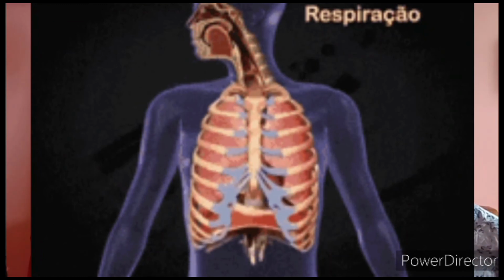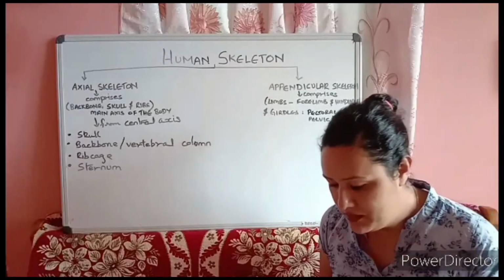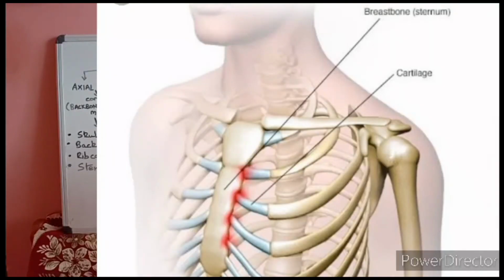And the last one is the sternum, or your breastbone. Have a look. It is a flat, long, dagger-shaped bone. It is about 15 to 18 centimeters long and is found in the center of your chest region. Its broad upper end supports your collarbone, or your clavicle.